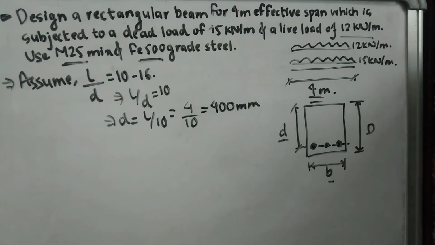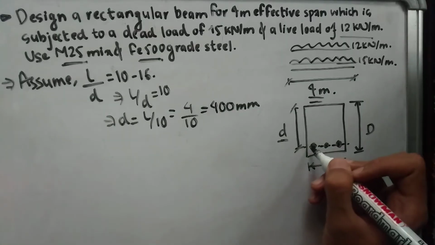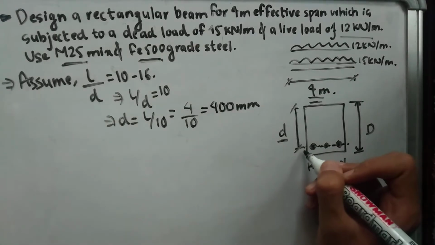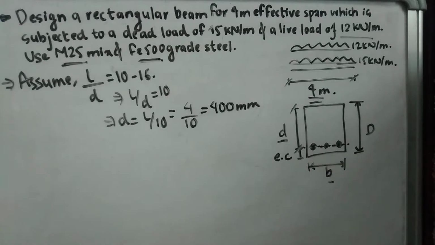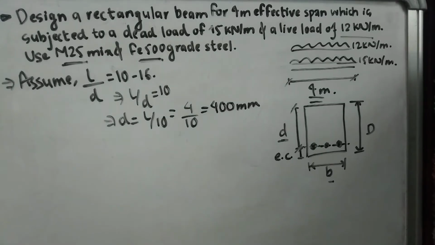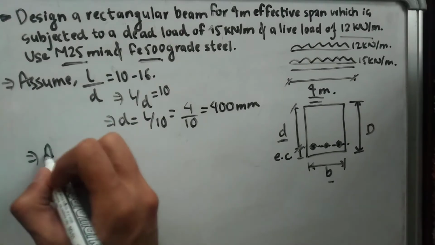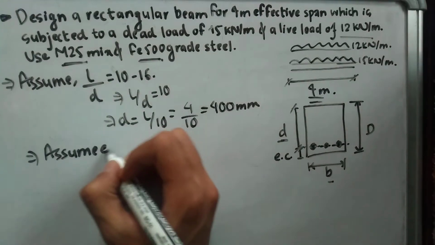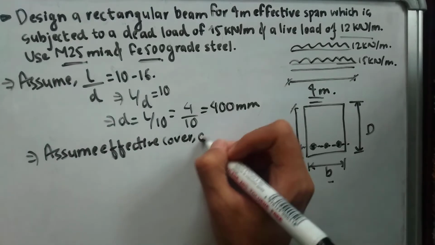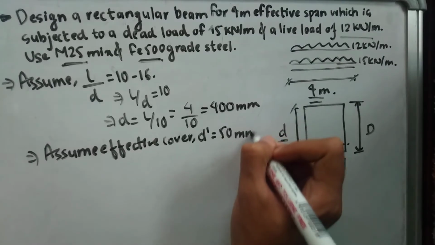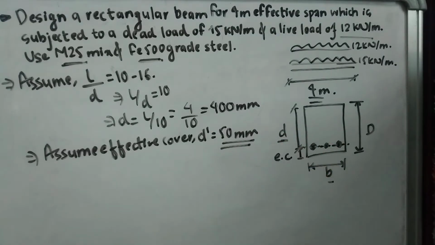Next, I'm going to assume my effective cover. The effective cover is the distance from the center of this reinforcement over here to the edge. Normally for a beam we assume a minimum effective cover of 25 mm. In this case, let's assume the effective cover d dash as 50 mm. For any beam you need to assume a minimum of 25 mm, so you can assume any value greater than 25 mm, which can be 30, 35, 40 and so on. Right now I'm assuming 50 mm.